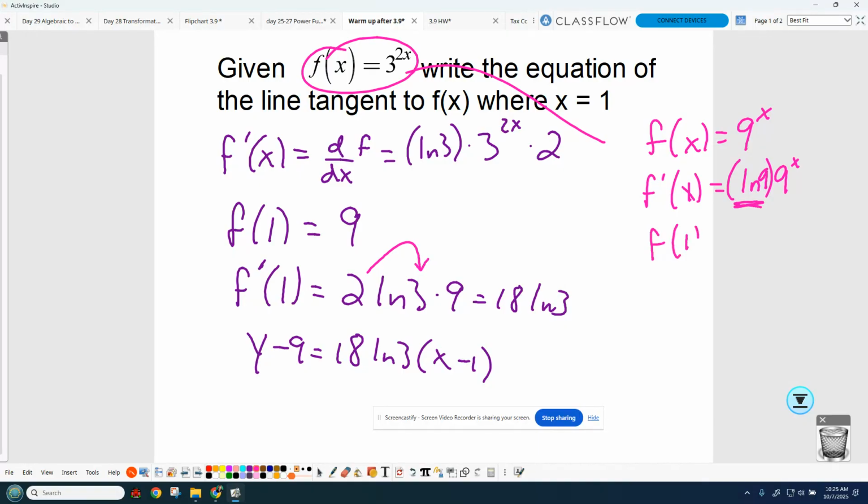F of 1 is still 9. F prime of 1, I get something that looks different. If I make this 9 times 2 and put the 2 in here, I get the same thing, but it takes some mushing around. So when we have trig stuff and log stuff, just a warning that if it's multiple choice, their answers can look different.